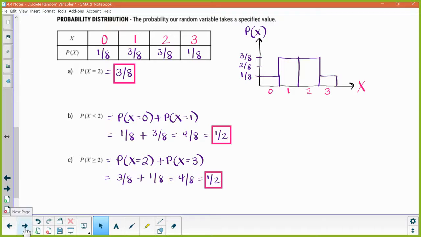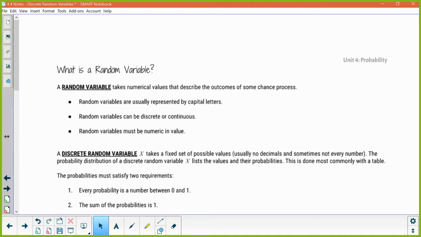Now, let's kind of define some things. So, what is a random variable? Basically, a random variable just takes on numerical values that describe the outcome of some chance process. Again, we are working with randomness. Probability is built on long term what's going to happen. And random variables are usually represented by capital letters. That's why in the previous example, you saw me use a capital X. It's just what they like to do. When we were doing Venn diagrams, we were using capital A's and B's. It's just the easiest way to kind of differentiate between a normal variable and a probability variable.